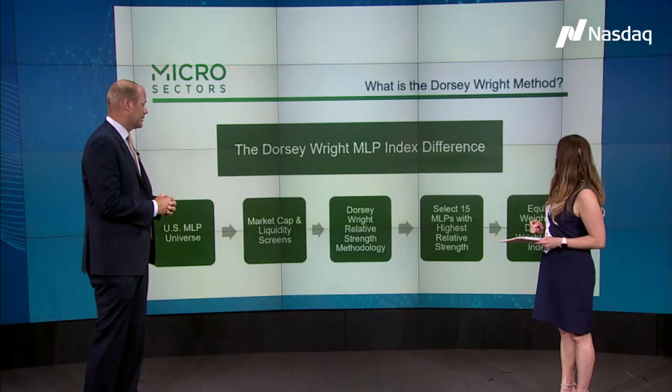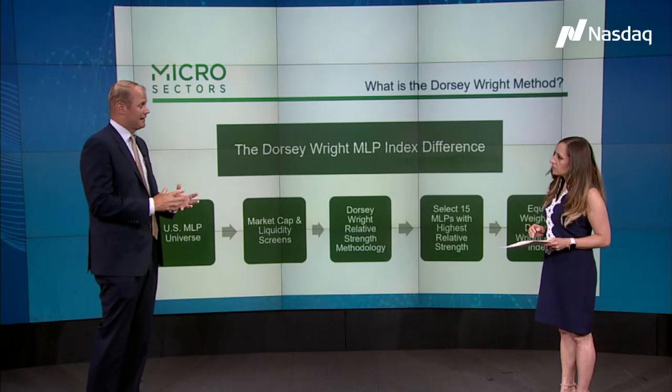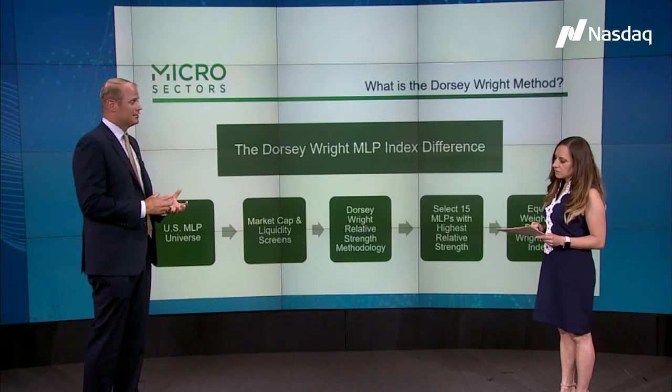And then it applies the Dorsey Wright relative strength methodology to those remaining names. And what that really does is judge each one of those remaining MLPs against each other. It's a relative strength methodology. And then it takes the top 15 performing MLPs and applies equal weighting, and that is your index for that month. So it does this on a frequent monthly basis, which is the end recipe for this product.